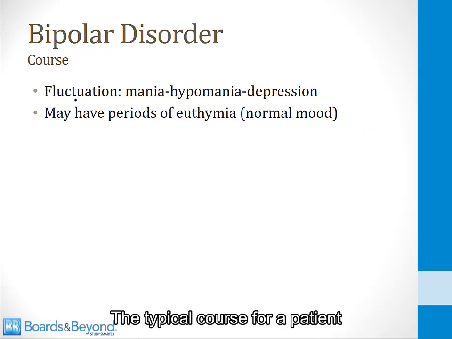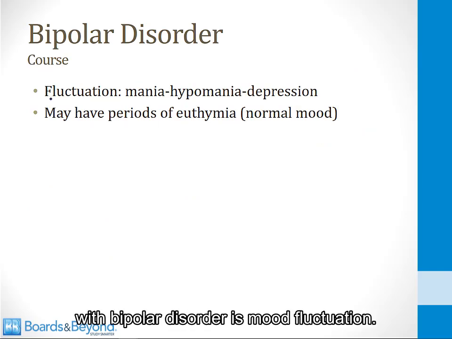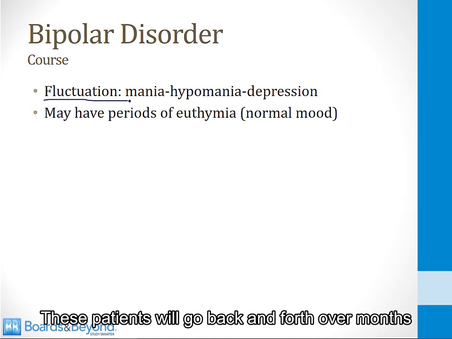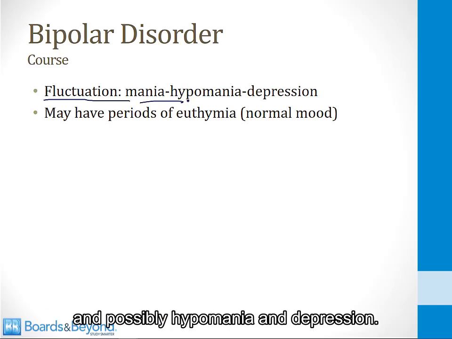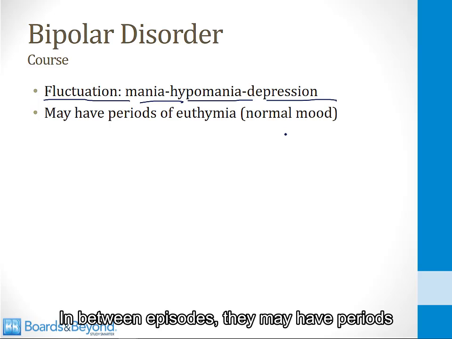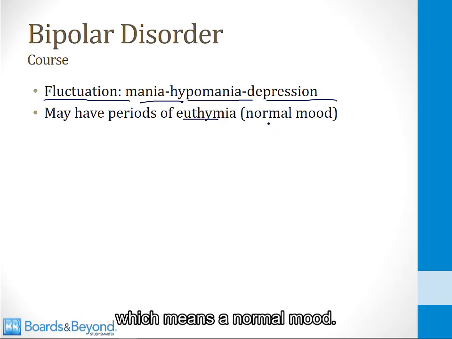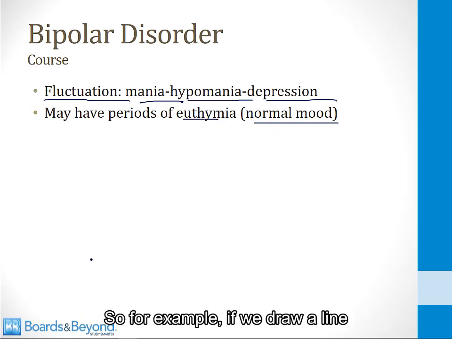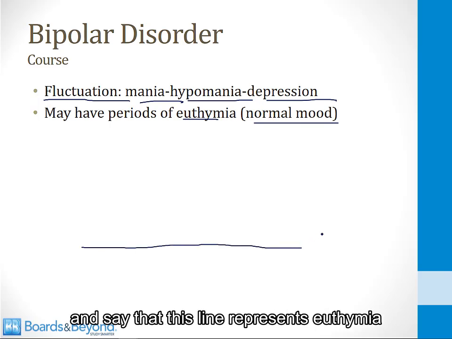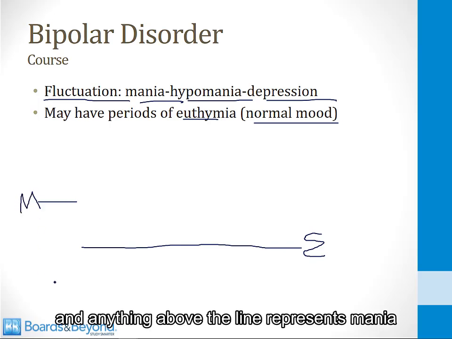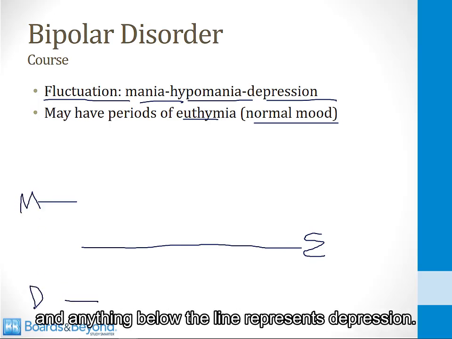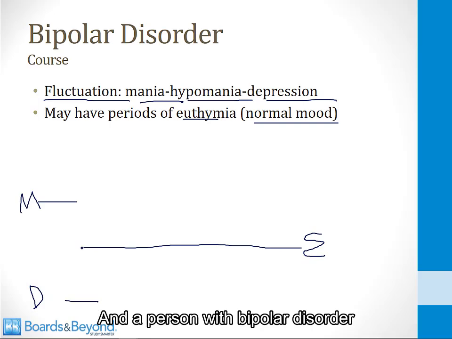The typical course for a patient with bipolar disorder is mood fluctuation. These patients will go back and forth over months or years through episodes of mania and possibly hypomania and depression. In between episodes, they may have periods of what's known as euthymia, which means a normal mood. So for example, if we draw a line and say that this line represents euthymia, and anything above the line represents mania, and anything below the line represents depression, then a person with bipolar disorder may go through a course like this over a few months or years.